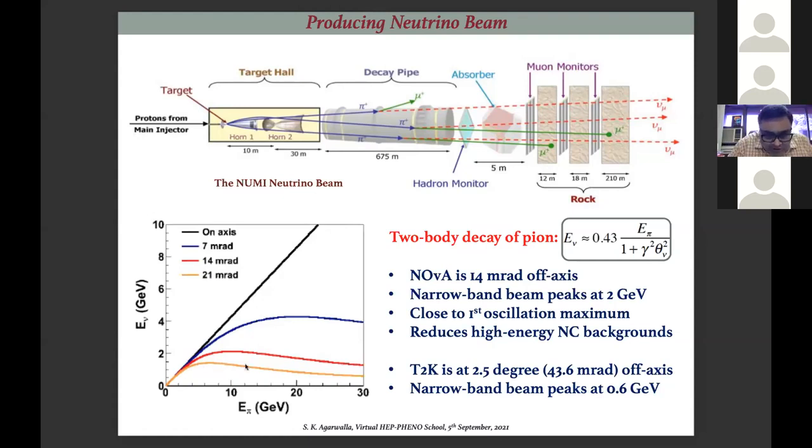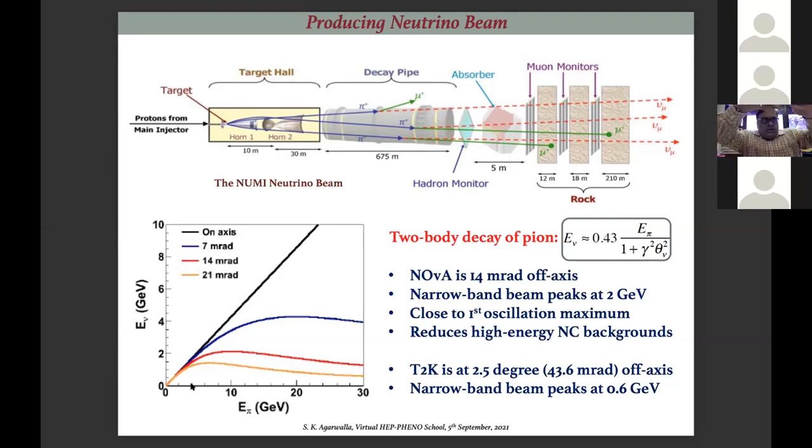Now please see this plot. For T2K, they put a detector not on the line but a little bit off, 2.5 degrees off, which is 43.6 milliradian. This is for 2.5 degrees, but if you go further off, you see the curve will look like this, which I am not showing here, and it will be peaked at around 0.6 GeV. So depending on your pion energy, you can see when you go off in this plot, you peak at lower and lower energies. Can you see this peak is here? When you go further off, the peak is here. When you go further off, the peak is here.